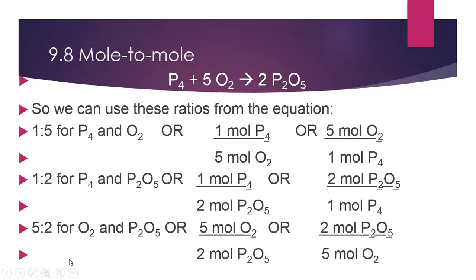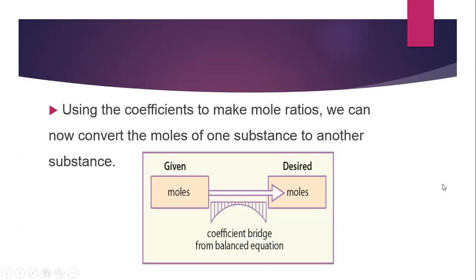And lastly, we could also use O2, comparing it to P2O5. And so we've got O2 here with the 5 moles, comparing it to P2O5, 2. So it's a 5 mole O2 over 2 mole P2O5, or we could reverse it and flip it up, the reciprocal. So that's how we do our ratios. We're just looking at the coefficients in the front of the reactions.